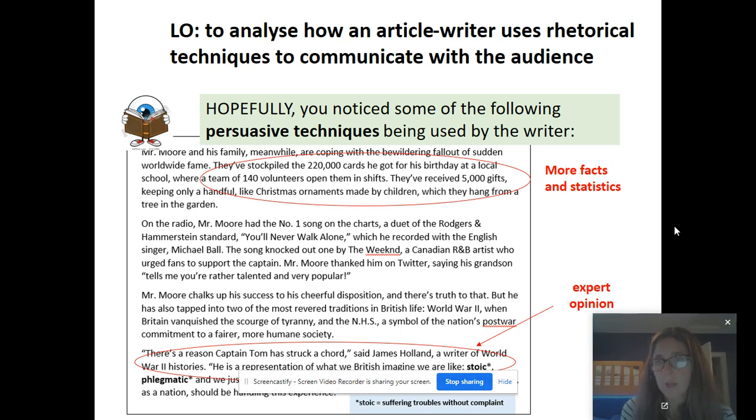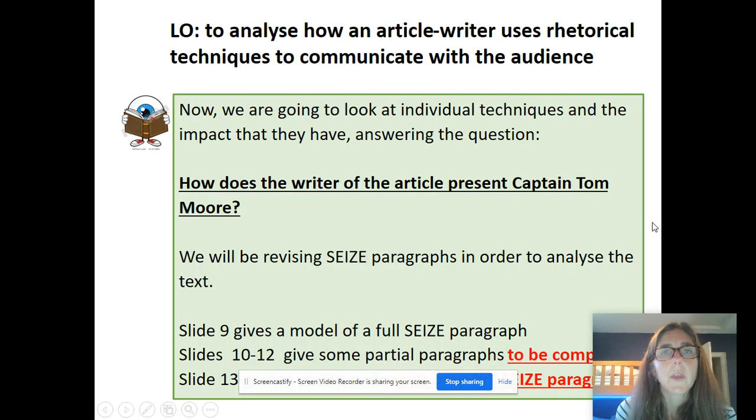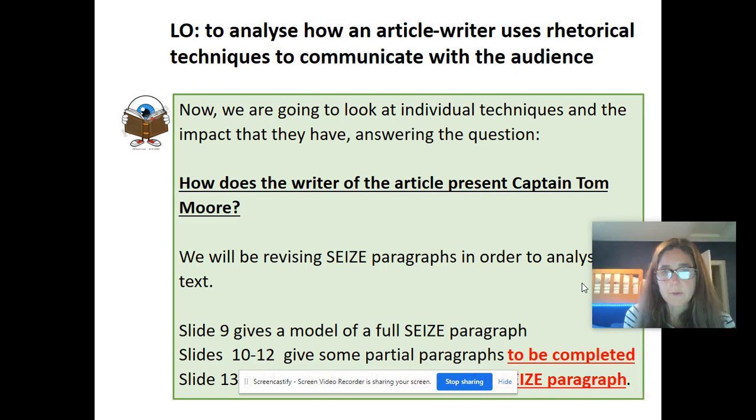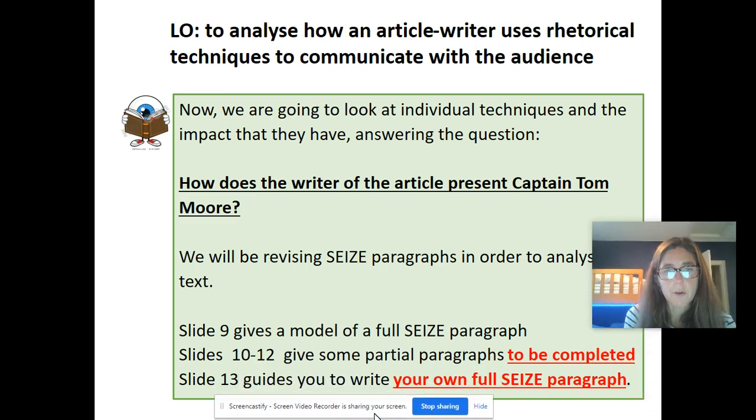And what we are going to do, or you are going to do, is to think about the answer to this question. How does the writer of the article present Captain Tom Moore? So I'm going to look at individual techniques. We're going to be revising C's paragraphs in order to analyse the text. And I think in a minute I'm going to get rid of myself. Let me just move me up there.